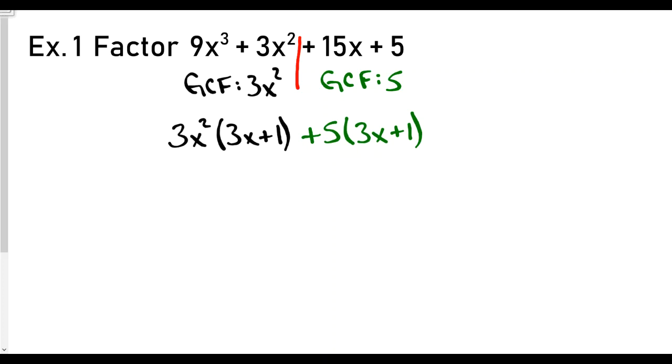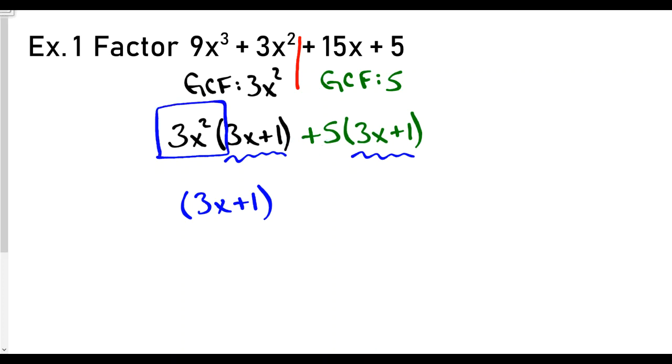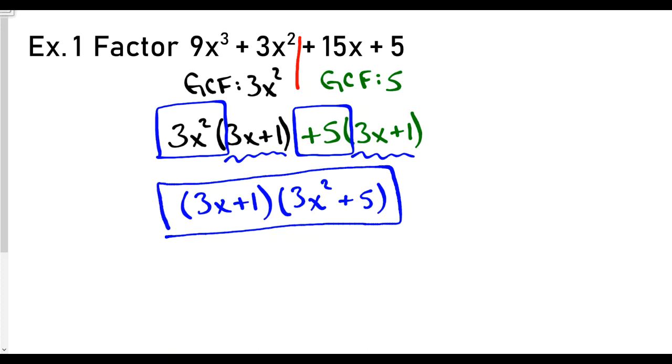And then you're going to notice something really interesting, okay? There's a 3x plus 1 here, and a 3x plus 1 here. So 3x plus 1 is actually the new greatest common factor, so guess what we can factor out? 3x plus 1. And what's left over? Well, I have a 3x squared, and I have a plus 5. So 3x squared plus 5, okay? And that, ladies and gentlemen, is the factored form of 9x cubed plus 3x squared plus 15x plus 5.